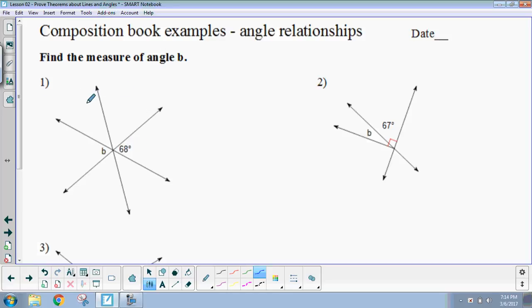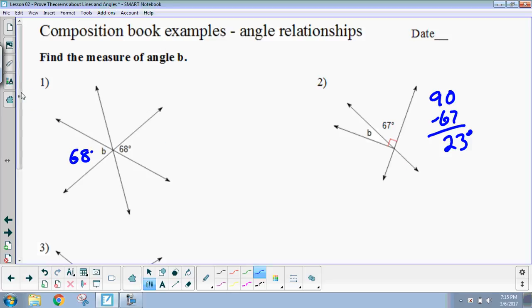Alright, now we're back. So find the measure of angle B. Here's B. Vertical angles should be 68 degrees. Number 2, this little box means 90 degrees. So if this angle is adjacent to this one, they're enclosed in this 90-degree larger angle. Well, then it's simply 90 minus 67, which is 23. B is 23 degrees. If you want, grab your calculator, check. 23 plus 67 should be 90, and it is.